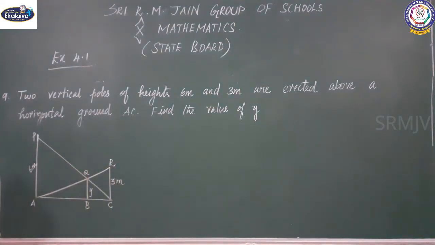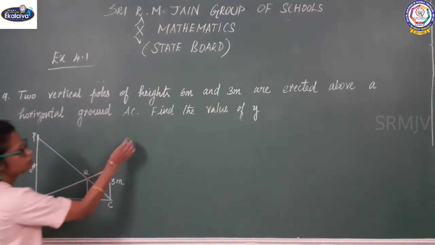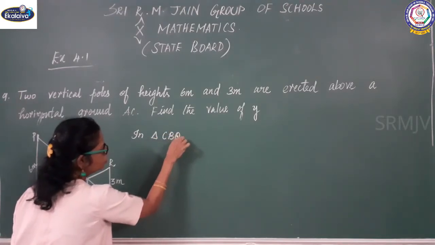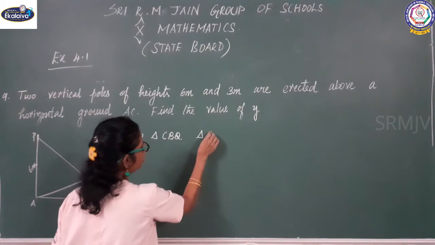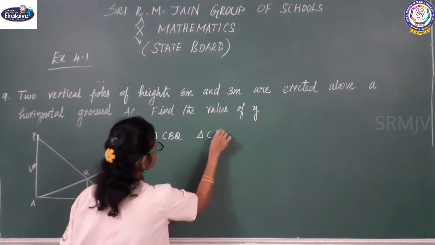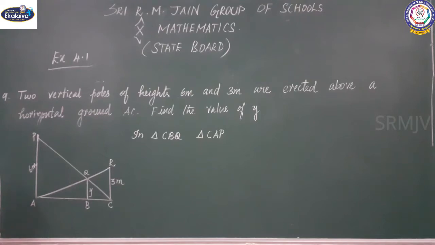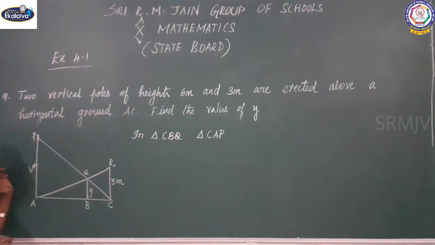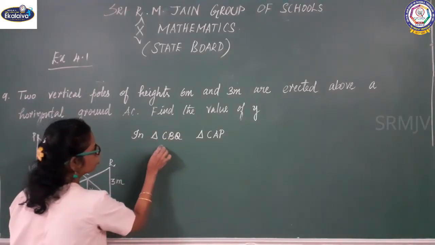Got it, children? First triangle CBQ, CAP. In triangle CBQ and triangle CAP. What you observe from the diagram you see here, children, forget about this line and all. It is erected, that means it makes an angle 90 degree. From the diagram you can observe this as 90 degree, right? So what is your conclusion here?